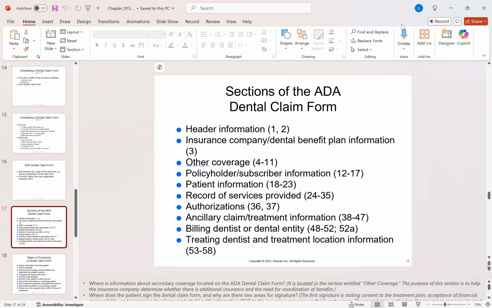Sections of the form include header information, the insurance company information, other coverages, the policyholder and subscriber information, the patient information, the record of services provided, authorizations, the claim and treatment information, the billing dentist or dental entity, and the treating dentist and dental treatment location.